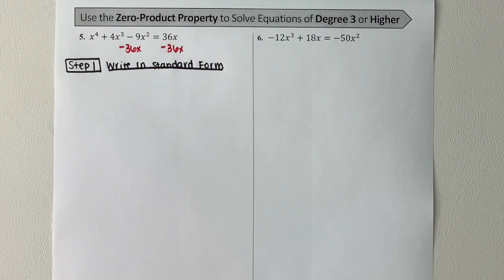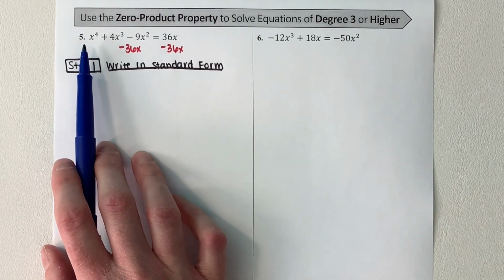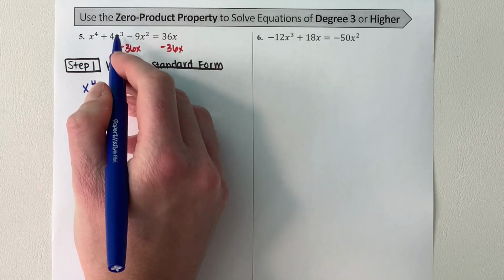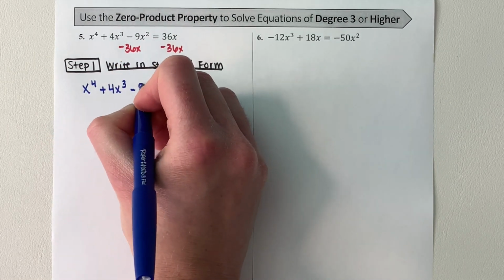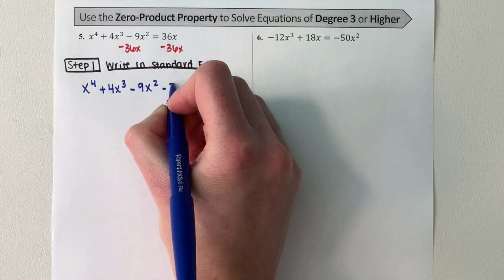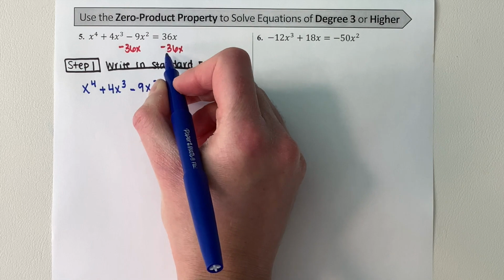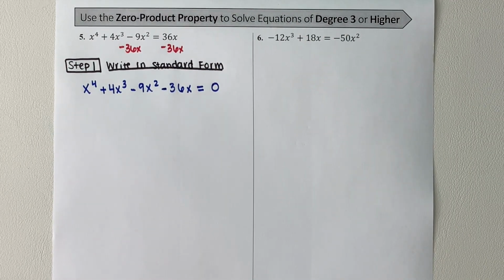Now, remember that standard form means that your variables are listed with the exponents in descending order. So from left to right, you'll go from highest to lowest. So we'll start with the highest exponent, x to the fourth, then we'll write plus 4x cubed, then negative 9x squared, then negative 36x. And then we'll write equal, and 36x minus 36x gives us 0. Now our equation is written in standard form.